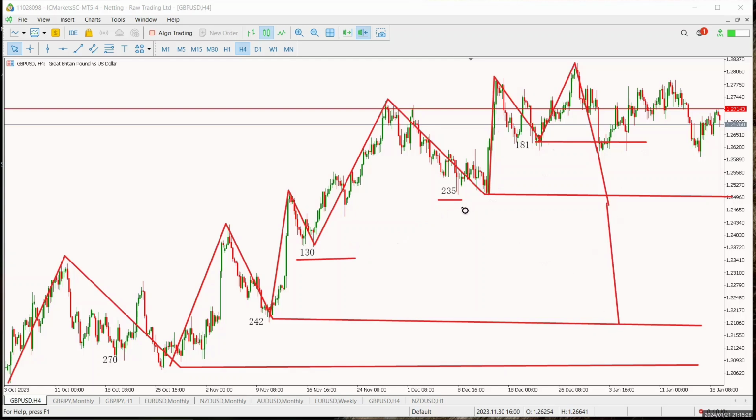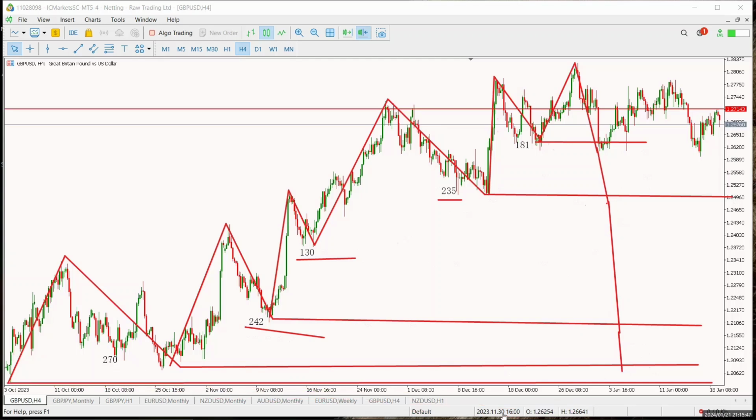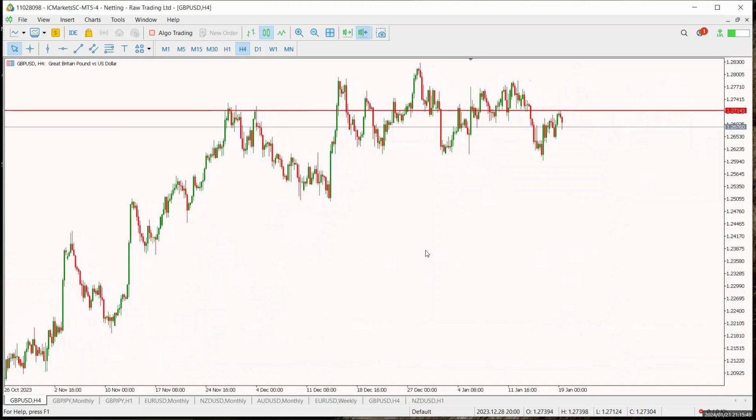Okay, a break of the structure at 225 does not affect the structure at 242, because 235 is lower in terms of the pips. So price has to break the structure at 242 to send prices here, and price has to break the structure at 270 to eventually send prices to the ground level. Okay, so clearly we've seen that the break of structure is the structure at 181.